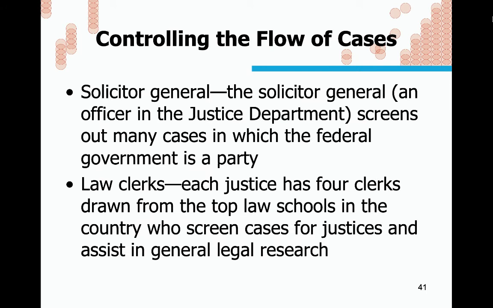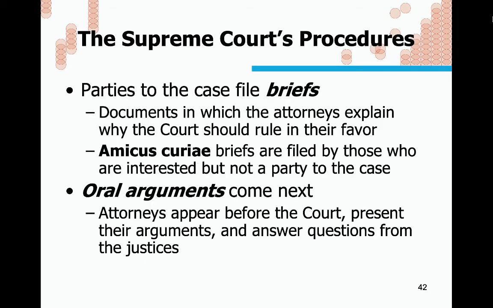So the control of the flow of cases is managed by the Solicitor General and by law clerks. The Solicitor General, which was, I believe, Elena Kagan's former job, Justice Elena Kagan on the Supreme Court. I believe it's the number 4 position in the Justice Department. But the Solicitor General will screen out many cases in which the federal government is party and decide that the federal government doesn't want to either challenge a case against it or that it wants to go ahead with a case that was decided against the federal government. Law clerks for each justice are drawn from the top law schools in the country, and they tend to screen cases for the justices and assist with general legal research for them.